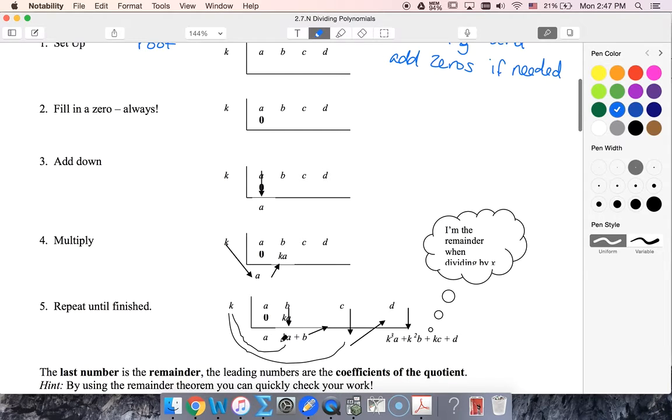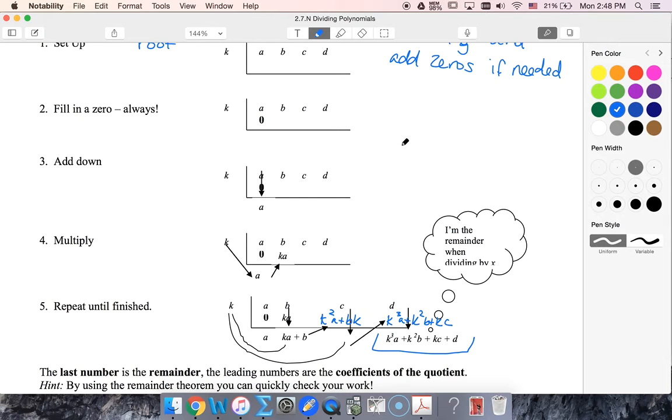I repeat the process. So over here I would end up with k squared a plus bk. And then I would add down k squared a plus bk plus c. I would again multiply. So then I'd get k cubed a plus k squared b plus kc. Add down. And that is going to give me my remainder. So this bit is your remainder. These bits make up the coefficients of the quotient.